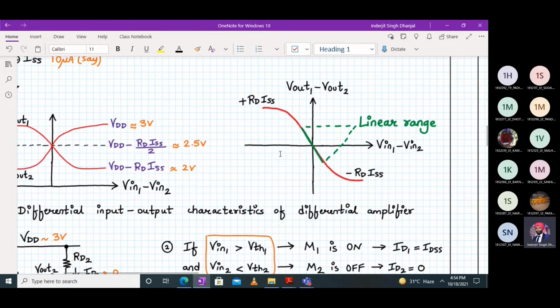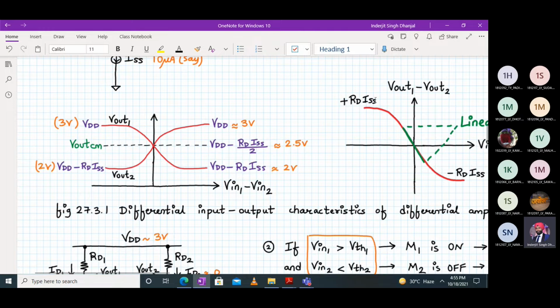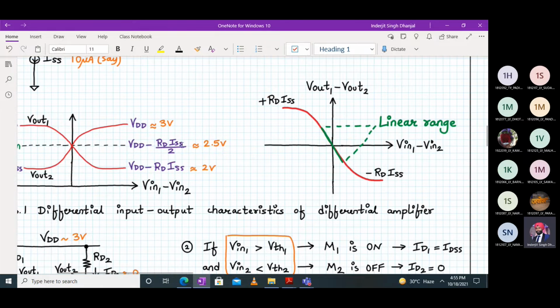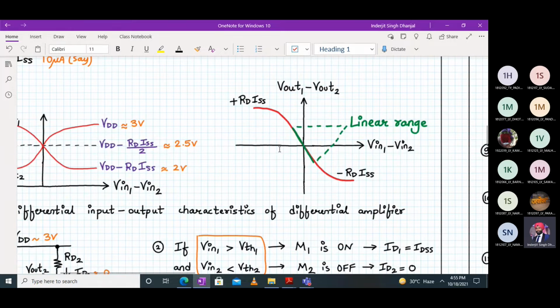Now let us check out the other, differential input output characteristics. This is the graph of V in 1 minus V in 2, and on the y-axis we have V out 1 minus V out 2. We have a differential output. This is the kind of graph we get, and this is my linear range which I was talking about. Don't worry about why it is RD into ISS, because when you subtract V out 1 minus V out 2, you will get this factor. In fact, for the individual output, it was RD into IDSS by 2. But if you subtract, it adds up and you get RD into ISS. So you can do that very simple exercise over here.